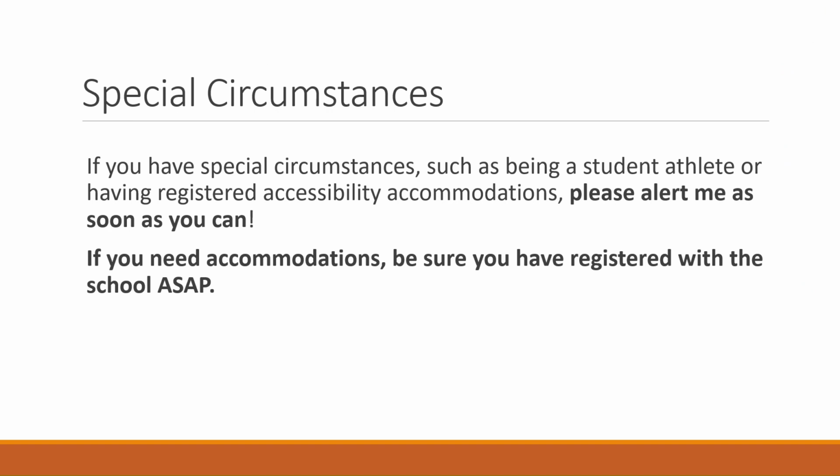Now, if a student has special circumstances, such as being a student athlete or registered accessibility accommodations, please alert me as soon as you possibly can. You need to be registered with the school if you do have accessibility accommodations. And then that's the proper channel to let me know what those accommodations will be. And if you're a student athlete, of course, I need to know that as well for understanding why your absences might occur or why you might need some extra help on a particular assignment, and so on and so forth.